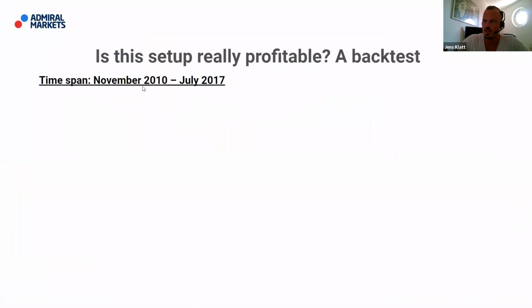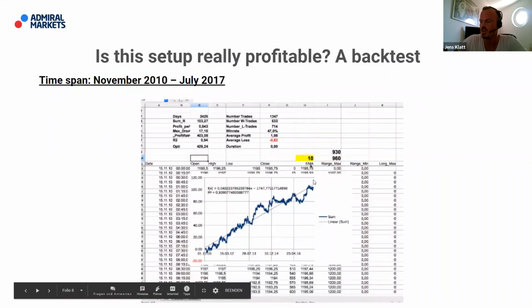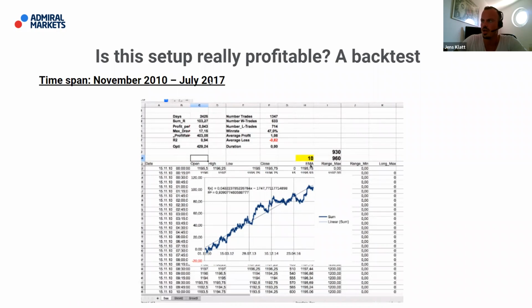And let me just also give you an idea why it's only July 2017. In fact, I will present you now why it is the case. Even though, first of all, we start with this quite impressive equity curve. It's the basic strategy. The strategy I just presented to you created this result here over a time span from November 2010 till July 2017.